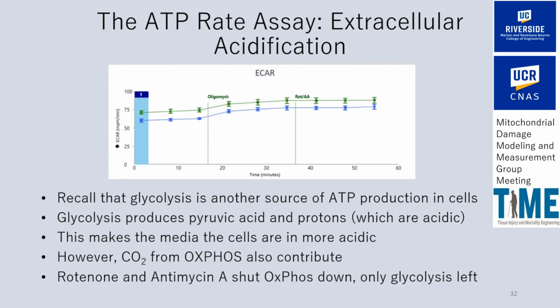So you don't even have oxygen being consumed and carbon dioxide generated from oxidative phosphorylation, and you don't even have that making the media more acidic, and that really allows you to infer just how much the cells are relying on glycolysis to produce ATP.